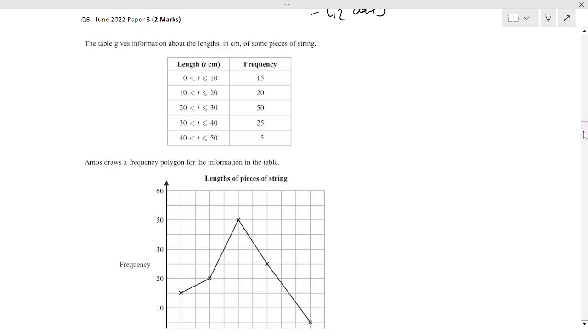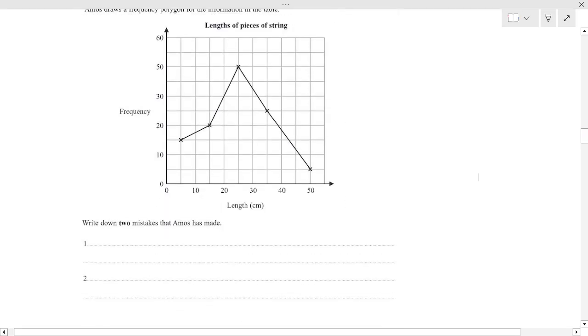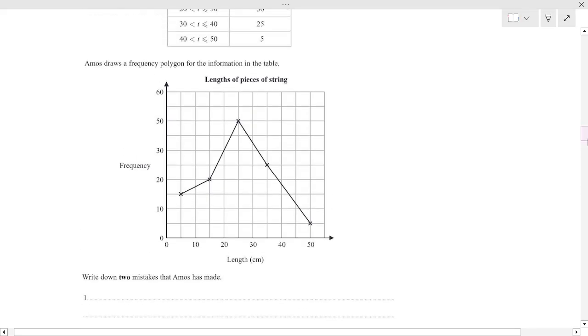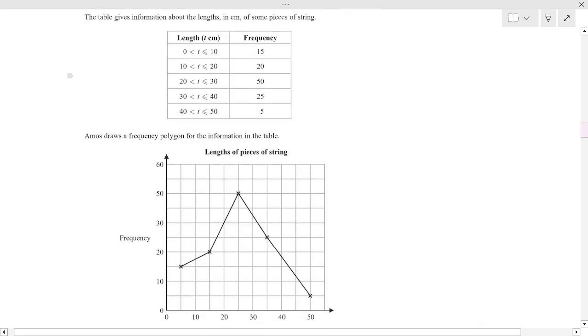Okay, question 6. We are given a table, information about lengths and their frequency. Okay, frequency table. Cool. We're given a frequency polygon for the information in the table. We'll write down 2 mistakes with the graph, essentially. Okay, so frequency polygon, you essentially plot the midpoint of each interval.